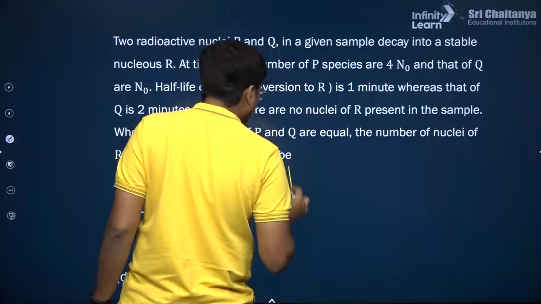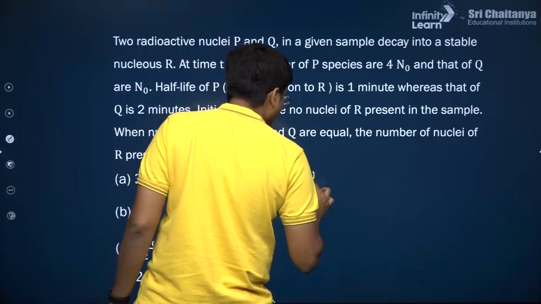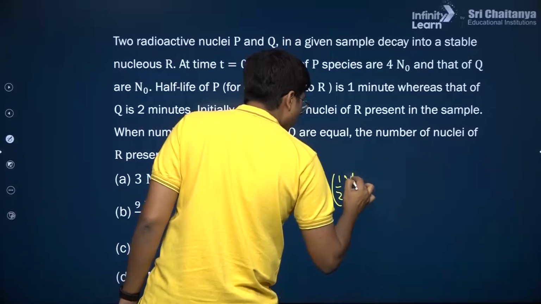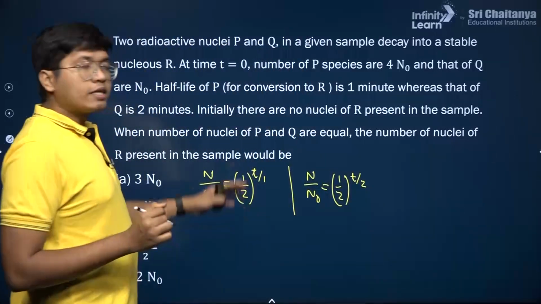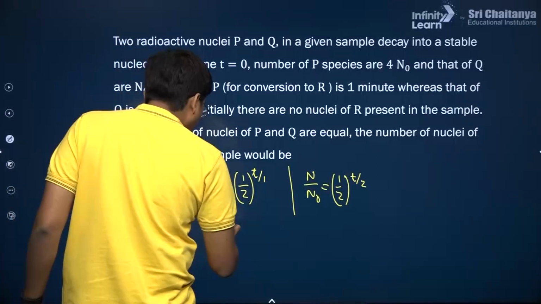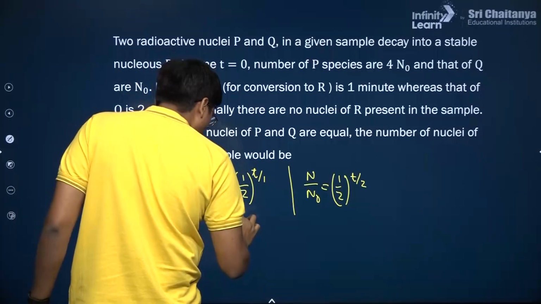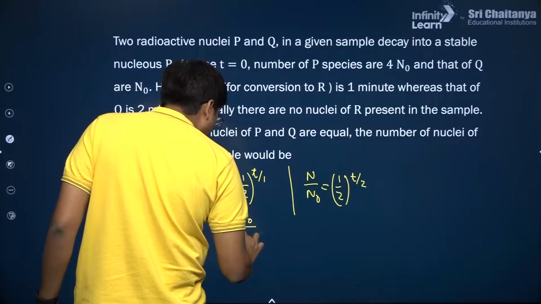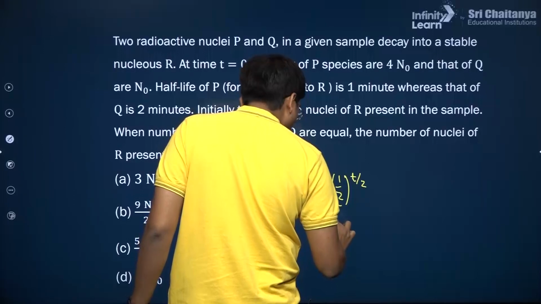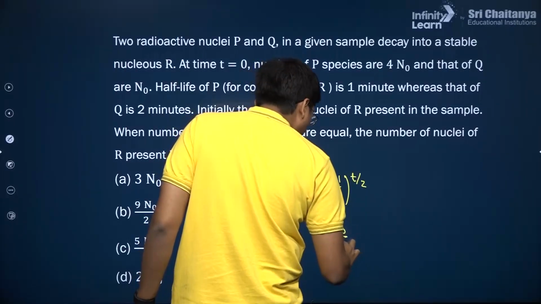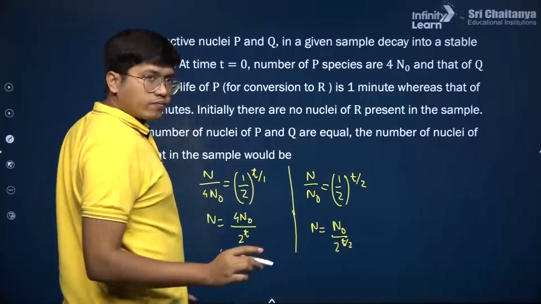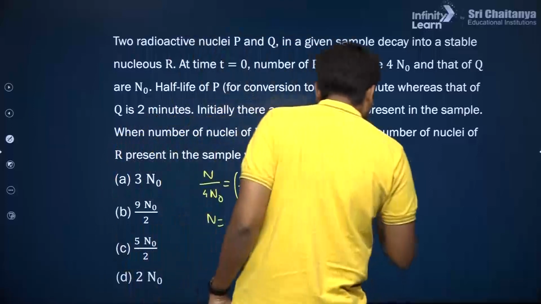And in the second case, you have n by n naught is equal to half to the power t by 2 minutes, because the half-life was 2. Over here, I can get n is equal to 4 n naught divided by 2 to the power t, and here I have n is equal to n naught divided by 2 to the power t by 2. Now let's equate them, because if you equate them you can get that time out.